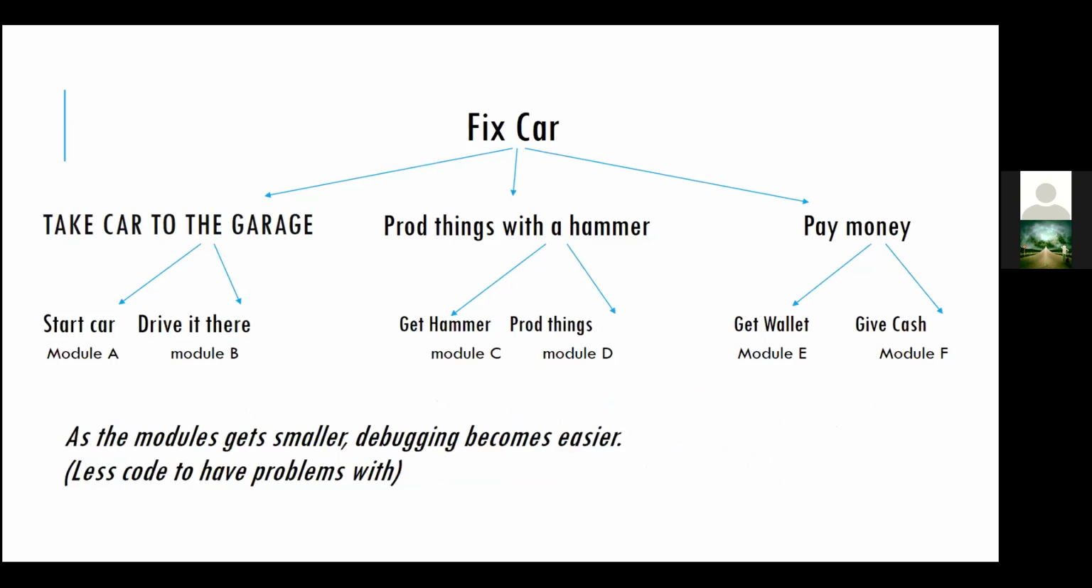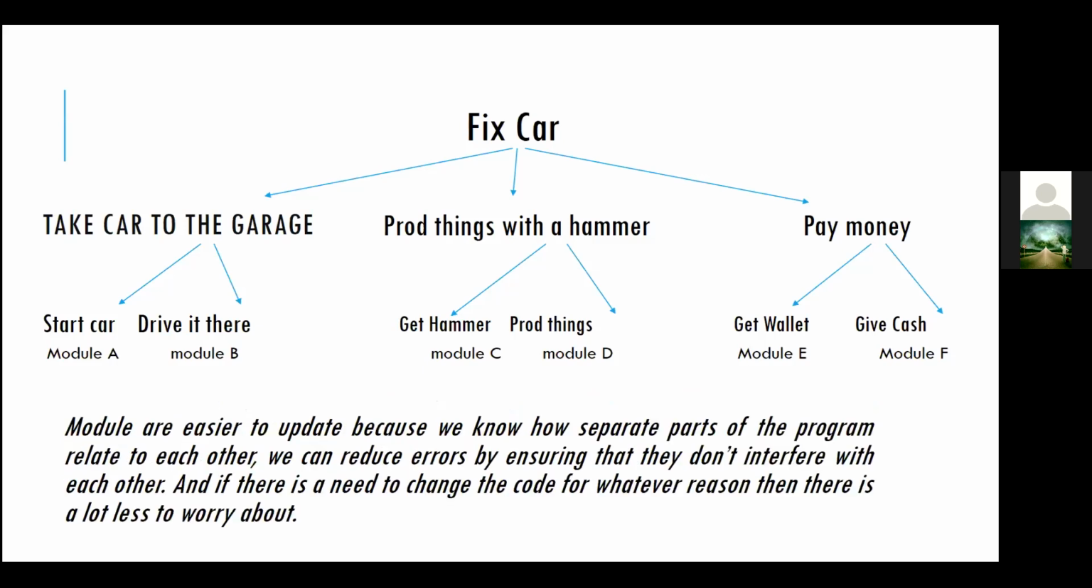As modules get smaller, debugging becomes easier, so there is less code to have problems with. Modules are easier to update because we know how separate parts of the program relate to each other. We can reduce errors by ensuring they don't interfere with each other. And if there is a need to change the code for whatever reason, then there is a lot less to worry about.